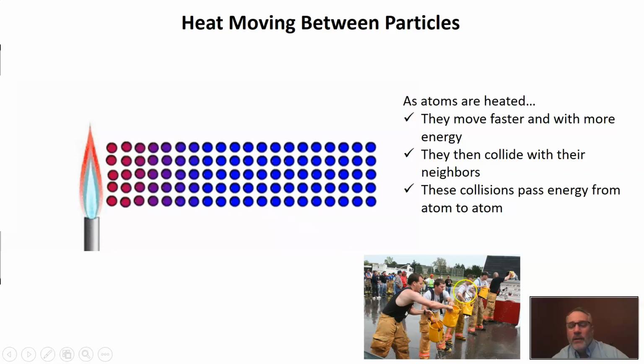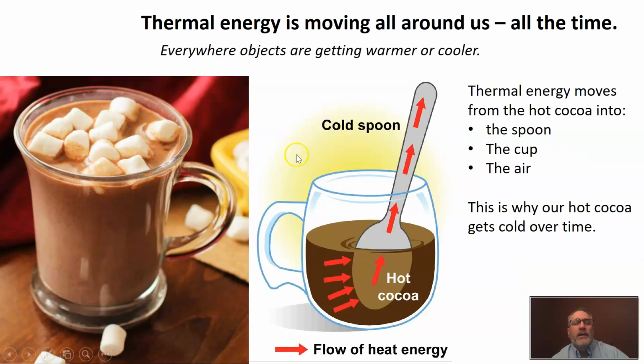It's kind of like an old bucket brigade. This atom is passing to this atom is passing. So this energy actually gets passed and it flows through the object by these collisions between atoms. Okay. Thermal energy, I do want you to know, and heat is moving around us all the time. If you think about our everyday life, we always have examples where things are getting warmer or things are getting cooler.